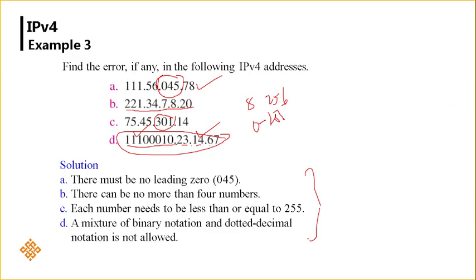So this is what I wanted to cover about IPv4 address space and also the notations of IPv4, that is the binary notation as well as dotted decimal notation, and also a few examples to identify the error in the IP address.